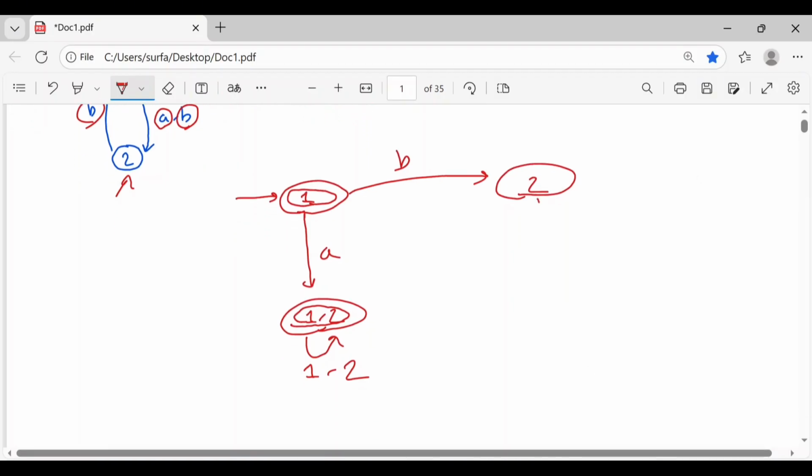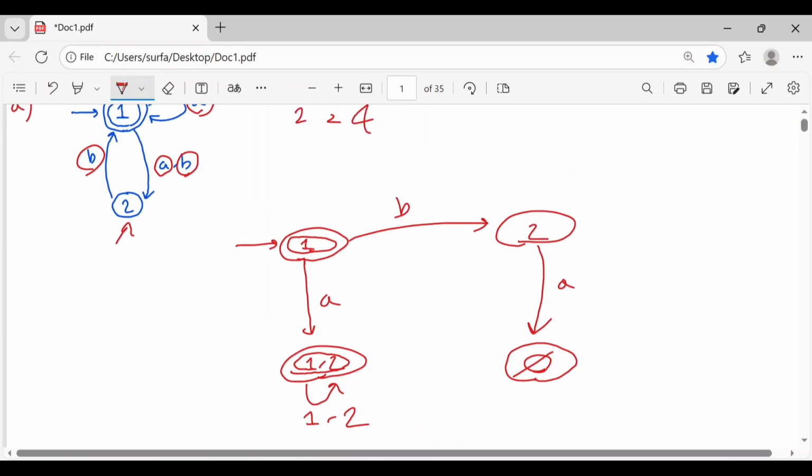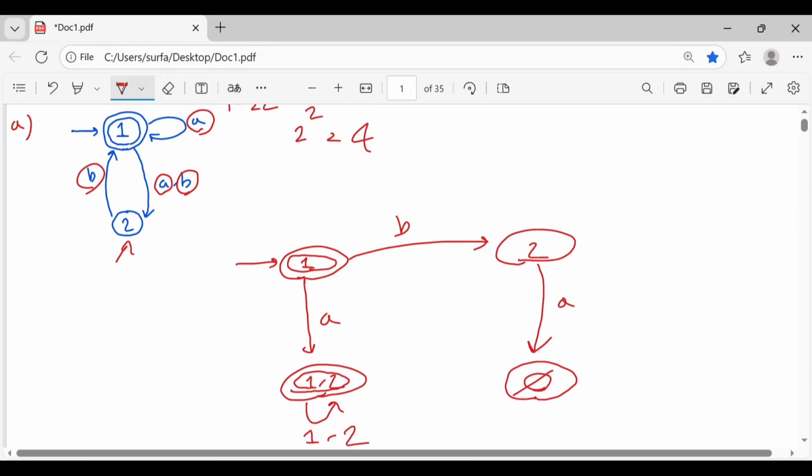So we must add a new state here with a on it, and this state is our reject state that we will show like this. Because in this state we can't accept anything, and there is no transition function for this state, so it will become like this. And yes, oh, I forgot something here.